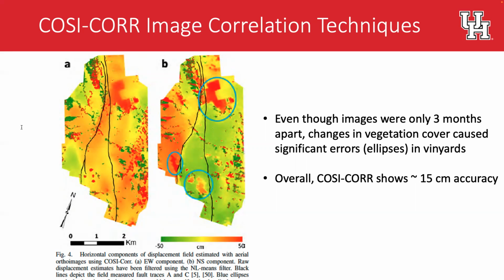But what you see is, even though these images were only about 3 months apart, we had significant changes in vegetation that actually caused a lot of artifacts in the data set, and I've circled a few here. This is actually a big vineyard that you're looking at here. So in June, the leaves were nice and healthy, and by September, they had started to die off because you're getting into the dry season. Overall, we were able to measure the earthquake deformation with somewhere around 15-centimeter accuracy with this technique.